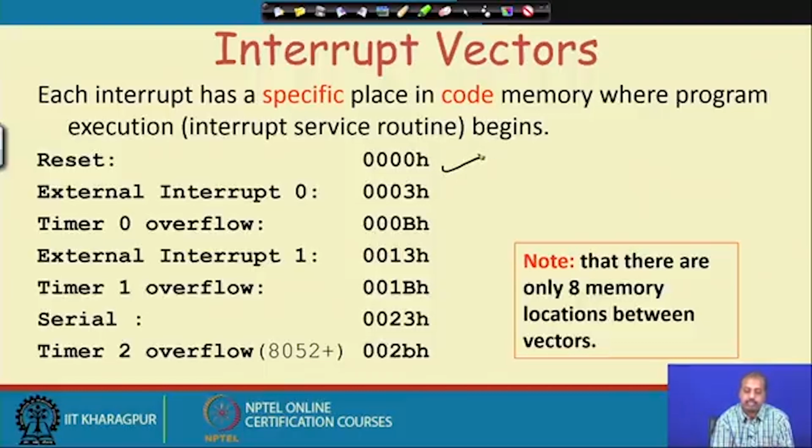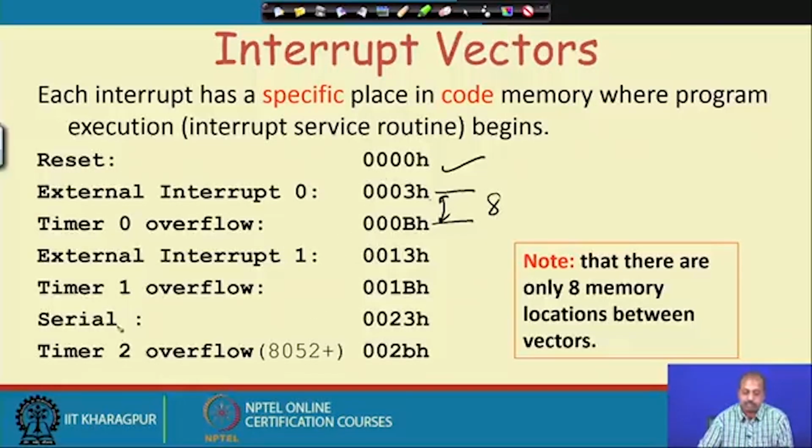Then INT 0, external interrupt 0, has address 0003, and timer 0 is 000B. If you look into these two locations, 3 and B, you have only 8 memory locations in between. If you are writing the interrupt service routine for external interrupt 0 and you find that these 8 bytes are sufficient for holding your interrupt service routine, then it is fine. If not, you have to take care of it. You have to use some sort of jump instructions, as we have seen in 8085 as well. Now, these are the interrupt vector locations.